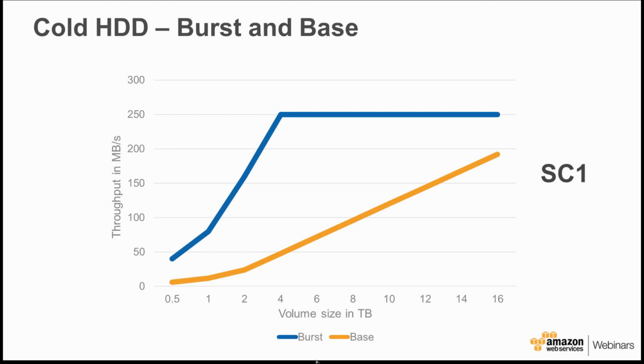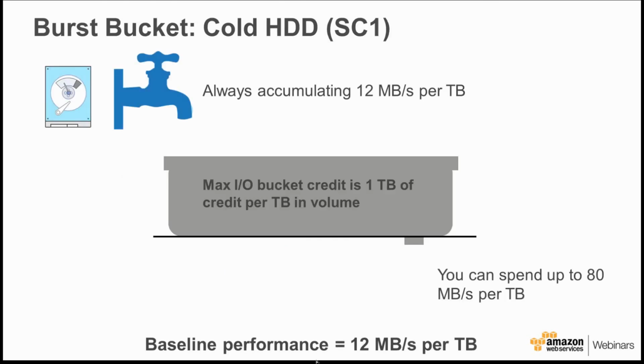On this slide, we again visualize the performance of this volume. We have the baseline performance in orange and the burst performance in blue. We have a baseline performance of 12 megabytes per second and a burst performance of 80 megabytes per second. At 16 terabytes, the baseline performance maxes out at 192 megabytes per second, and the burst maxes out at 250 megabytes per second. Like ST1, this comes with a burst bucket. It's the same as ST1, except we have different baseline and burst fill rates.